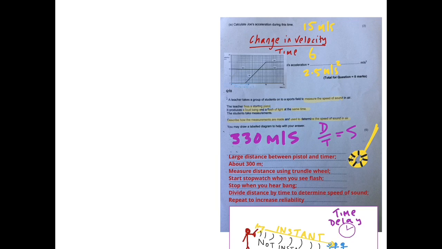And finally, we repeat to increase reliability. So remember, when you get one result, you don't know if it's a reliable result. You don't know if you just got it by chance. So you repeat it a number of times to make sure that it wasn't just down to chance. Just remember, the key idea here is to address every part of the question. That's how you get your marks in these 6-mark questions. And every 6-mark question you get right, you pretty much go up a grade.